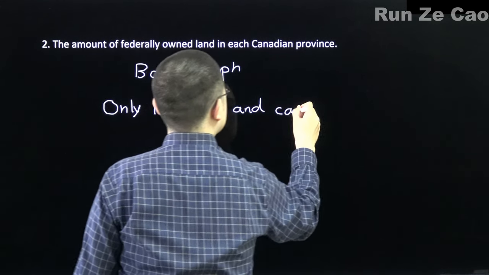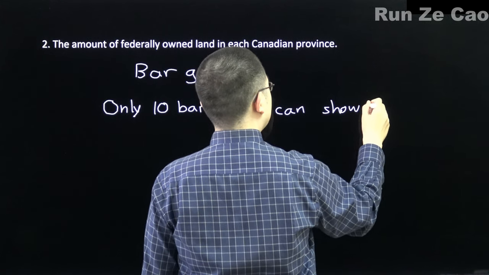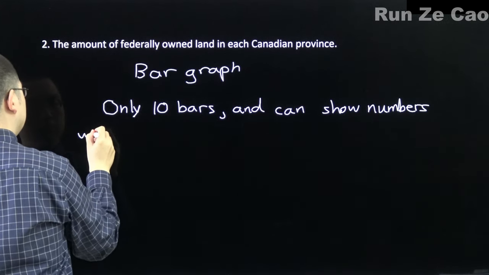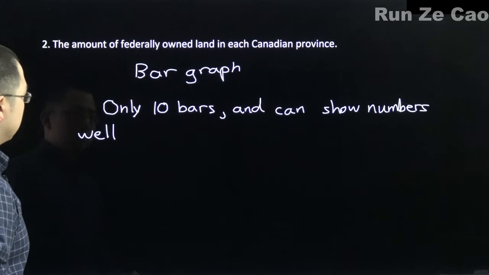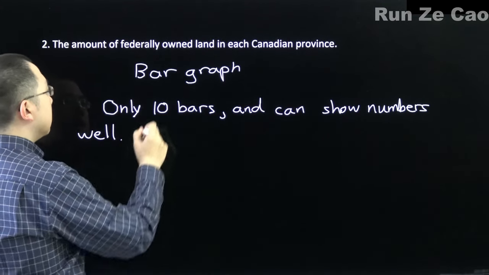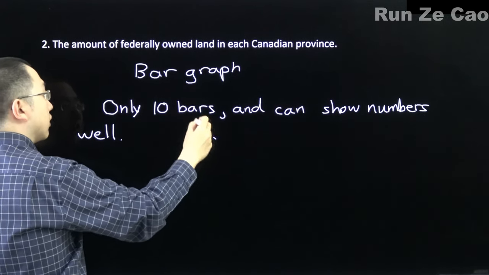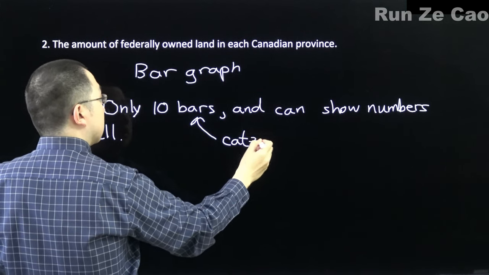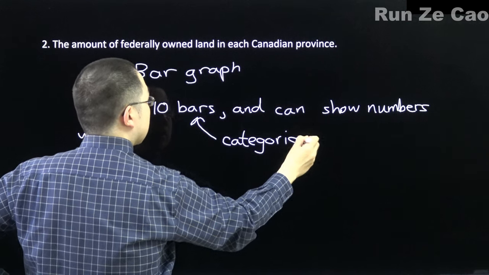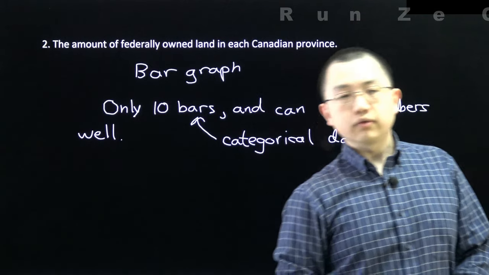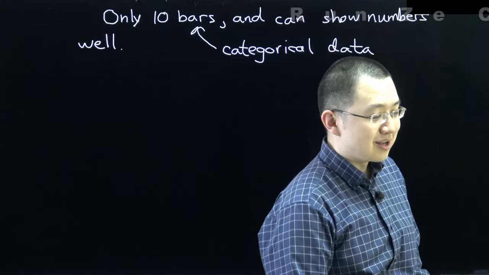And it can show numbers well. Why can it show the numbers well? 10 bars, that means categorical data. That's why. Of course, when you're stating your explanations, you should probably use a little bit better grammar than this, than like arrows pointing in or stuff, even in math class.